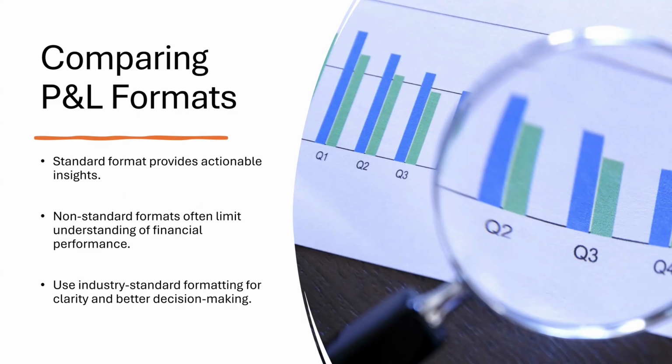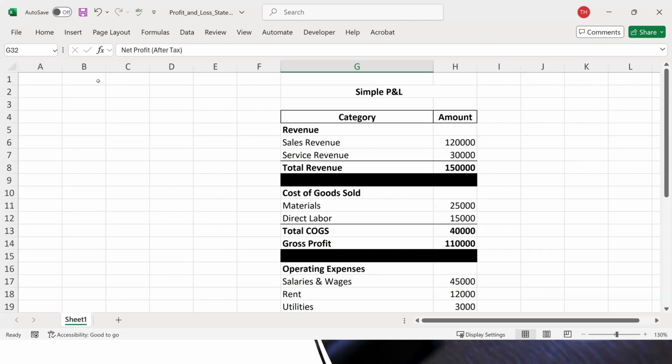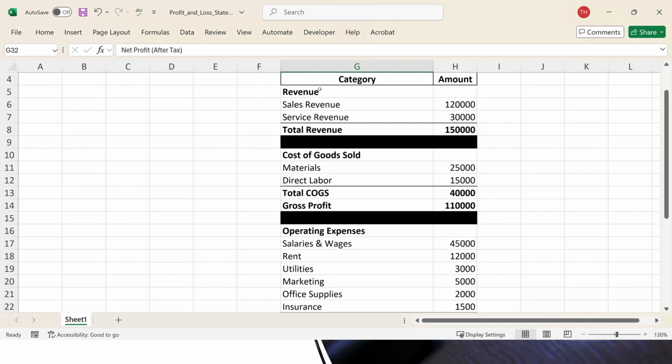So the first P&L that I want to bring up is really a basic one, one that almost any business can use. It's not necessarily from one business, but it shows you the format. So this simple profit and loss statement up here starts with revenue. Revenue and sales are interchangeable. Anything that comes into the company will be on the top part. In this example, we have sales revenue and service revenue, and we added those together to get 150,000.